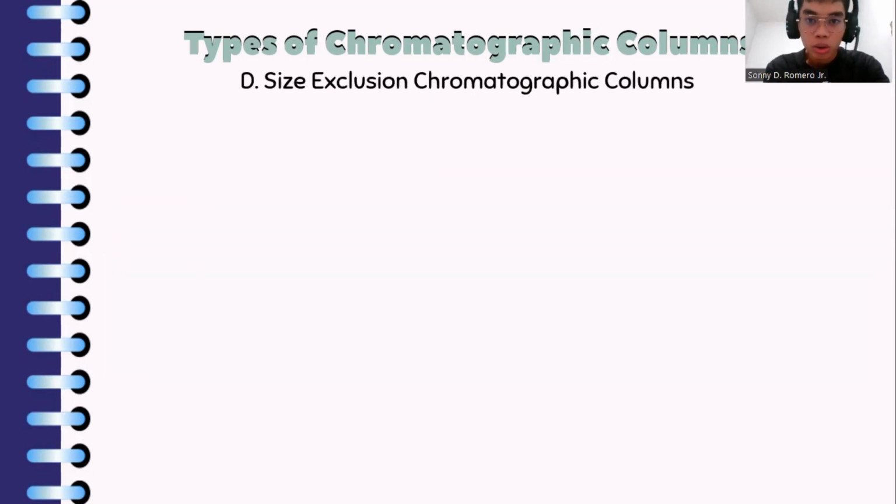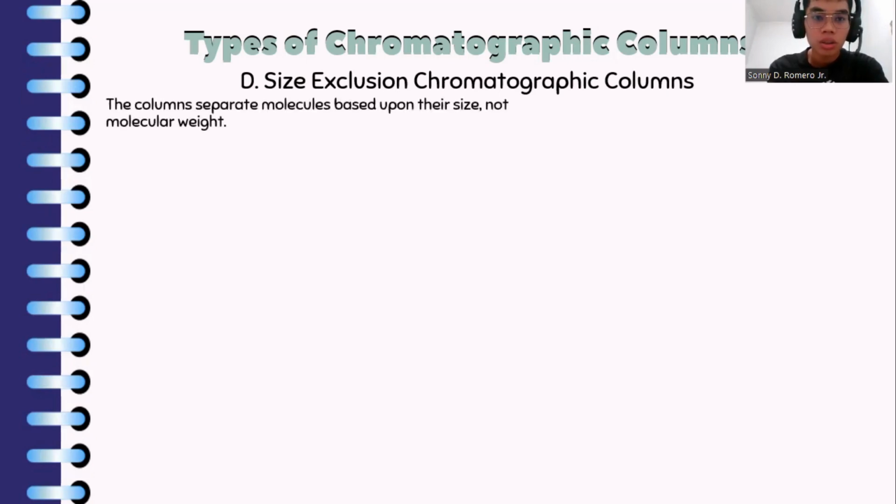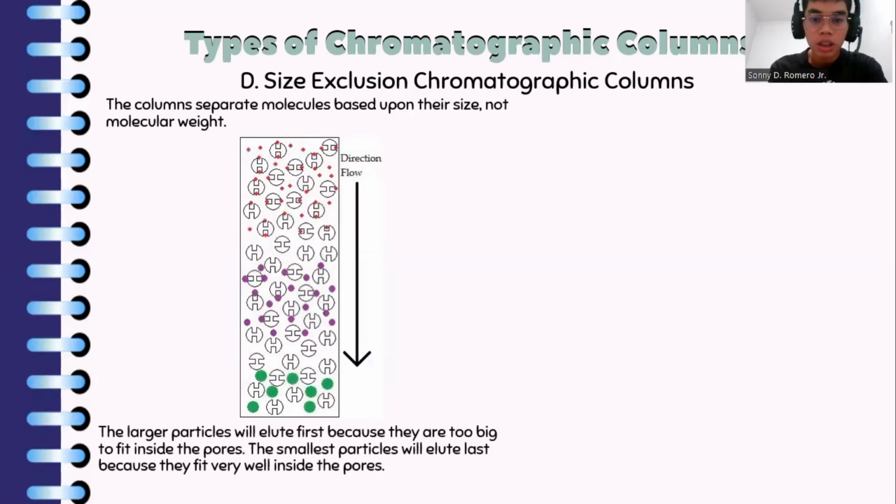Further, there are the size exclusion columns. These separate molecules based upon their size and not based upon their molecular weight. Shown in the figure is the schematic of the size exclusion column. The larger particles will elute first because they are too big to fit inside the pores, whereas the smaller particles will elute last because they fit very well inside the pores.